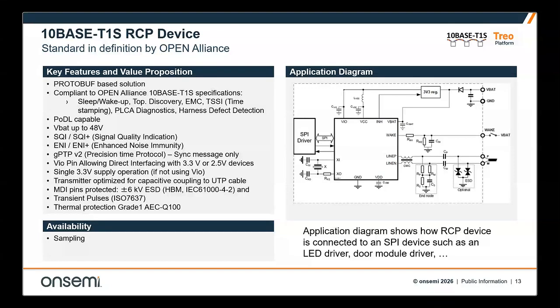So here, if we look at the application diagram on the right, the RCP mode connects directly to SPI peripherals like LED drivers or door module drivers, with no microcontrollers in between. So the central compute controls everything remotely over Ethernet. So that's fewer components, lower cost, and a simple bill of materials at every node. So the device is sampling now, and if it fits your architecture, let's get started with your evaluation.